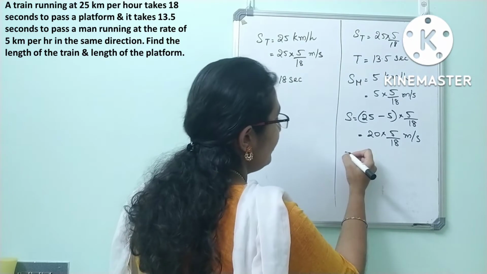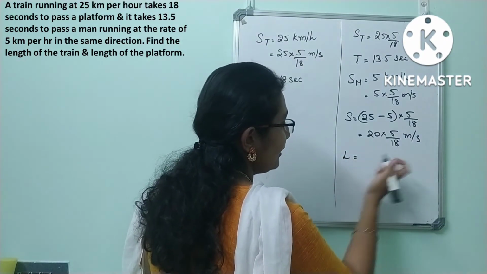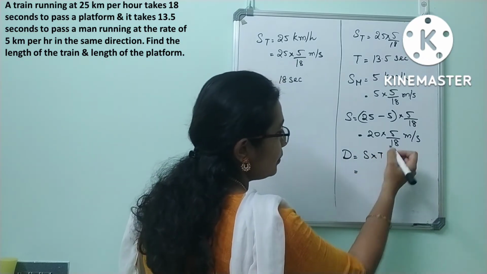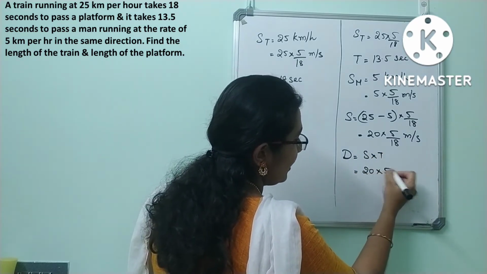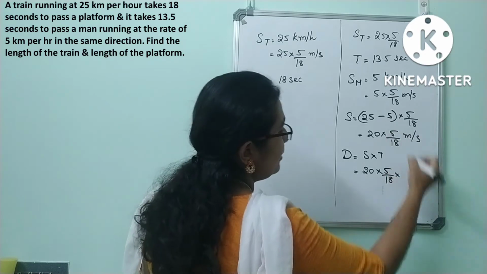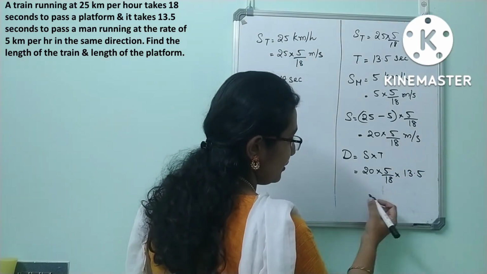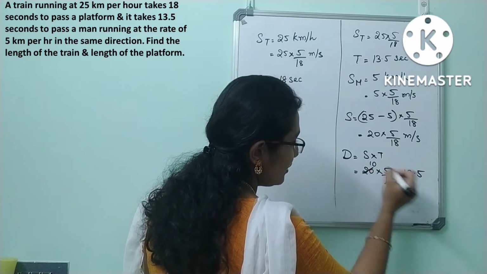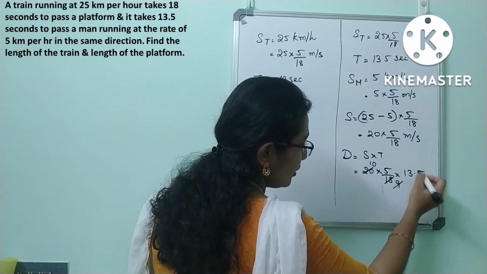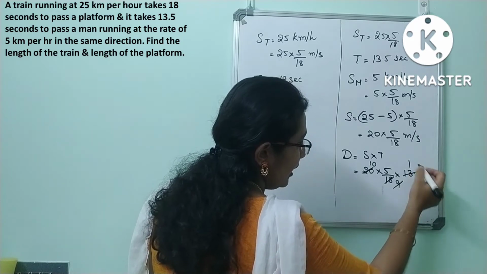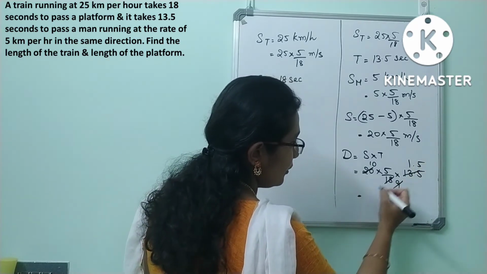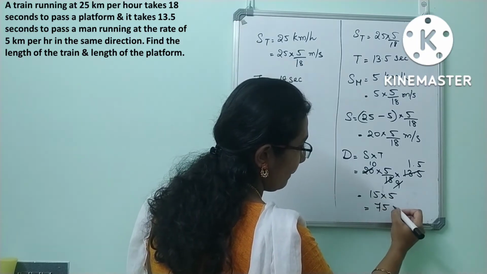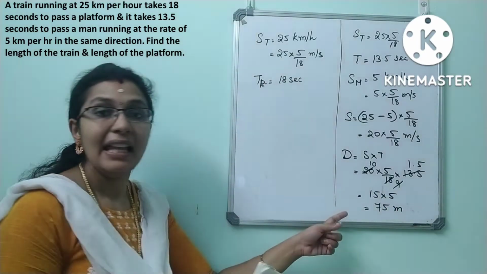From here we can find the length of the train, right? Length is equal to, which is nothing but distance is equal to speed into time. Here speed is 20 into 5 by 18 and time is 13.5 seconds, right? So 2 9s are 18, 2 10s are 20, 9 1s are 9, 9 5s are 45. So 15 into 5, which is equal to 75 meter. So we have got the length of the train.